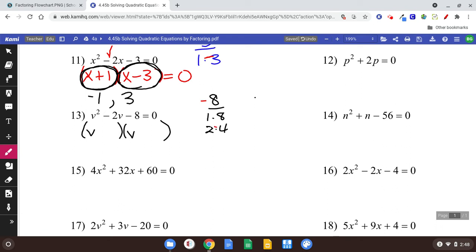So that's going to be this, right? +2 and -4. Those two numbers multiply to -8 and add up to -2. That's going to do the trick. So that is factored. But solving, we're going to use the zero product property, or just find the zeros. This one's -2, and this one's +4.